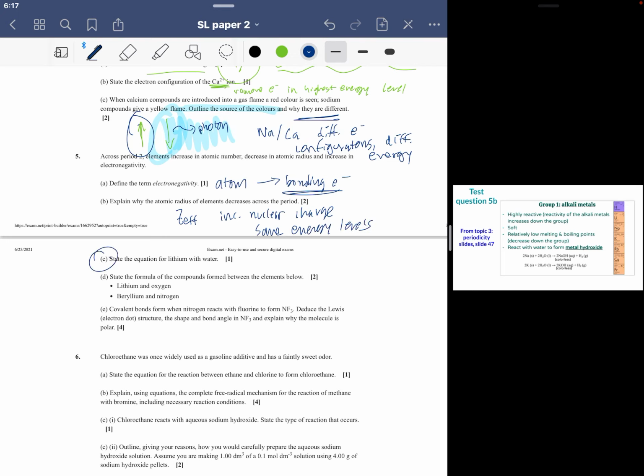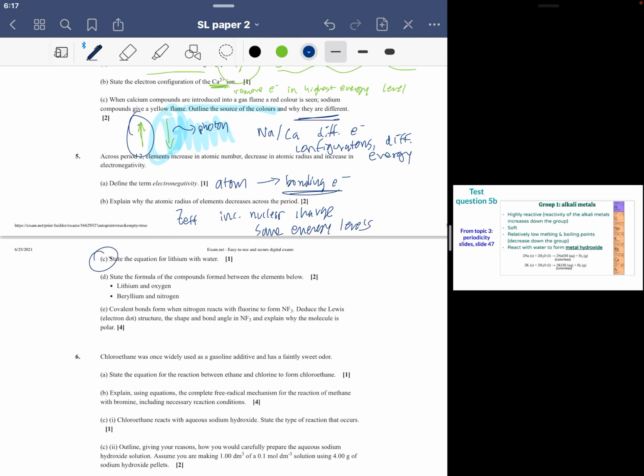E, where did we see E? Well, it asks you for Lewis structure, shape, bond angle, and why it's polar. So Lewis structure, here's where we saw how to draw a Lewis structure. Most people did pretty well with this. The one thing that I saw was not remembering the lone pairs on fluorine. So for the Lewis structure, you do need to show all lone pairs.